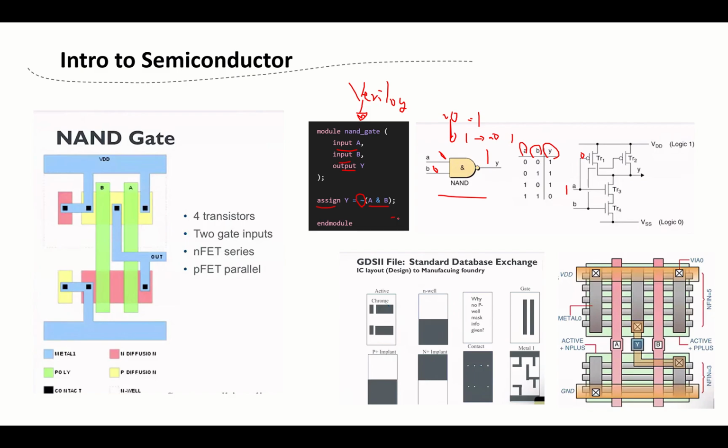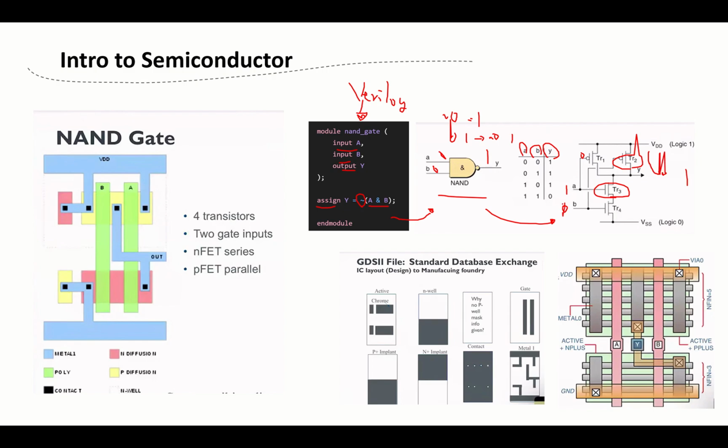So we have the behavior level. It will compile to the gate level. Then it will compile to the circuit. In the circuit here, we have 4 MOSFETs, 2 NMOS and 2 PMOS. Next, if A equals 1 and B equals 0, what happens? T3 will be open, and also T2 will be open, but the rest of them will be closed. So the current will flow from VDD to the output, so the result will be 1.